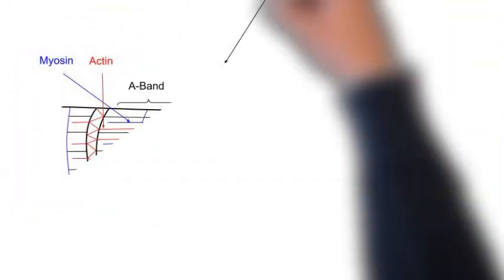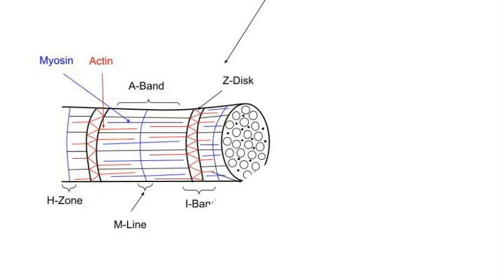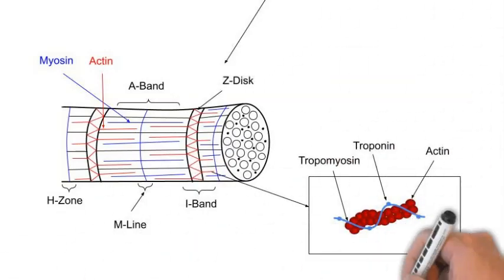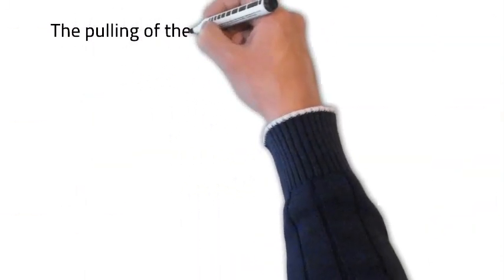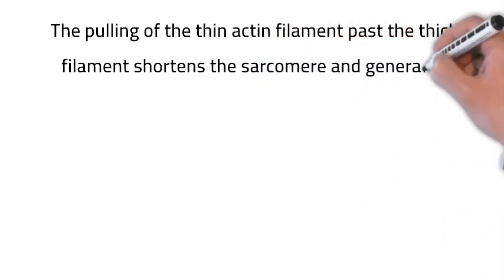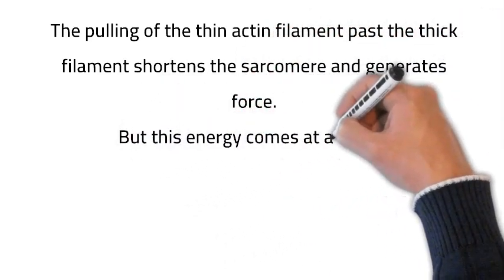Here's a picture to help us better visualize everything we're talking about. As you can see, the sarcomere is joined from end to end at what are known as the Z-discs. As you can see, each sarcomere contains an H-zone, an M-line, an I-band, the Z-discs that we already talked about, and an A-band, along with the myosin and actin filaments. The pulling of the thin actin filament past the thick myosin filament shortens the sarcomere and generates force.